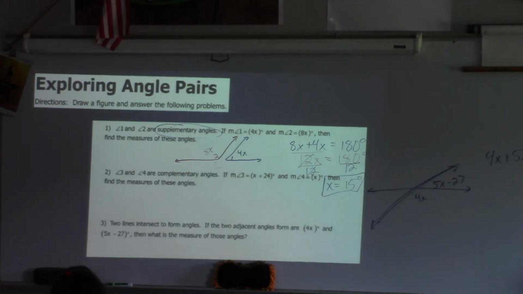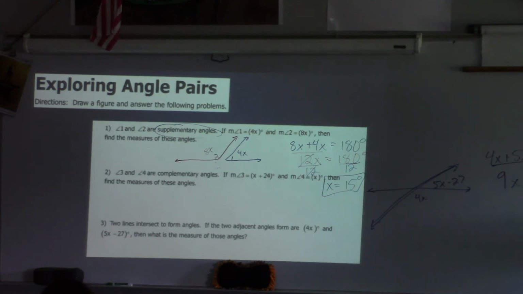Okay. What would we do next? Combine like terms. 4x plus 5x is 9x. Now what? Divide. No, I'm tripping. Add 27. What's negative 27 plus 27? Zero. They cancel out.